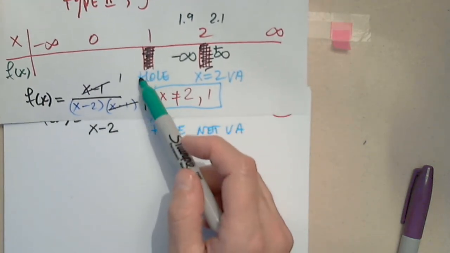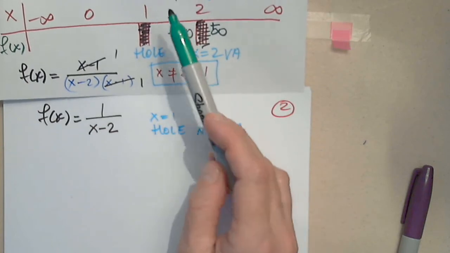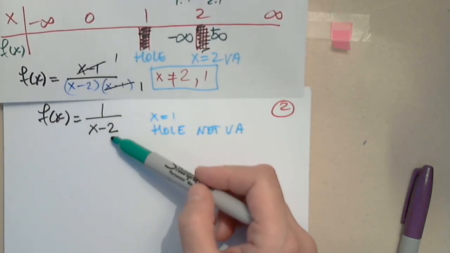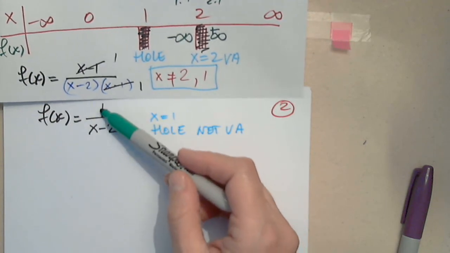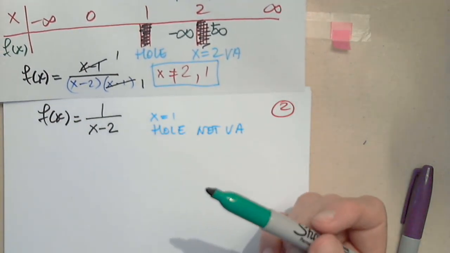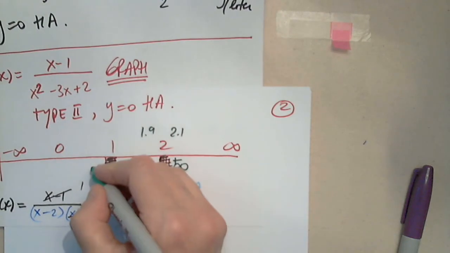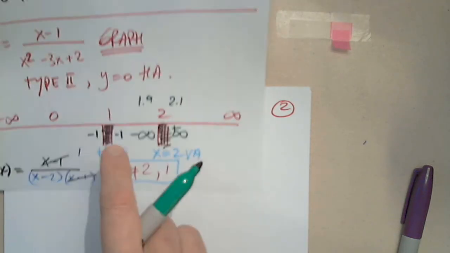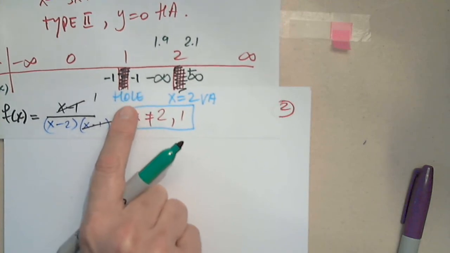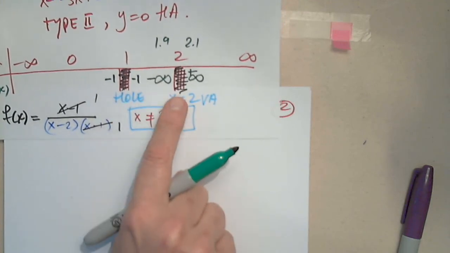I cannot do the same thing here. This is not a vertical asymptote, it's a hole. So now please let's plug in 1. How much is 1 minus 2? Negative 1. 1 over negative 1 is? Negative 1. Thank you. Notice what happens. I do not write infinities. This is not a vertical asymptote, but this one is.